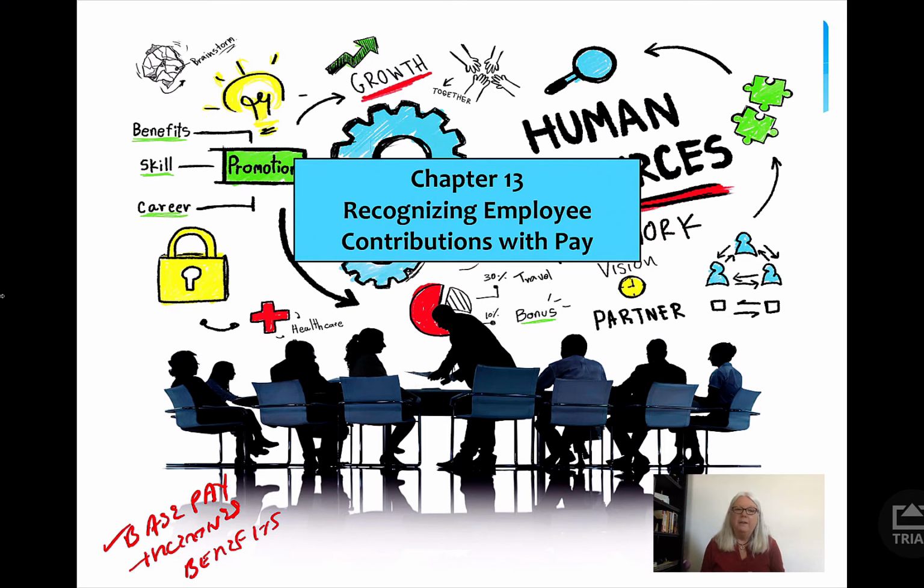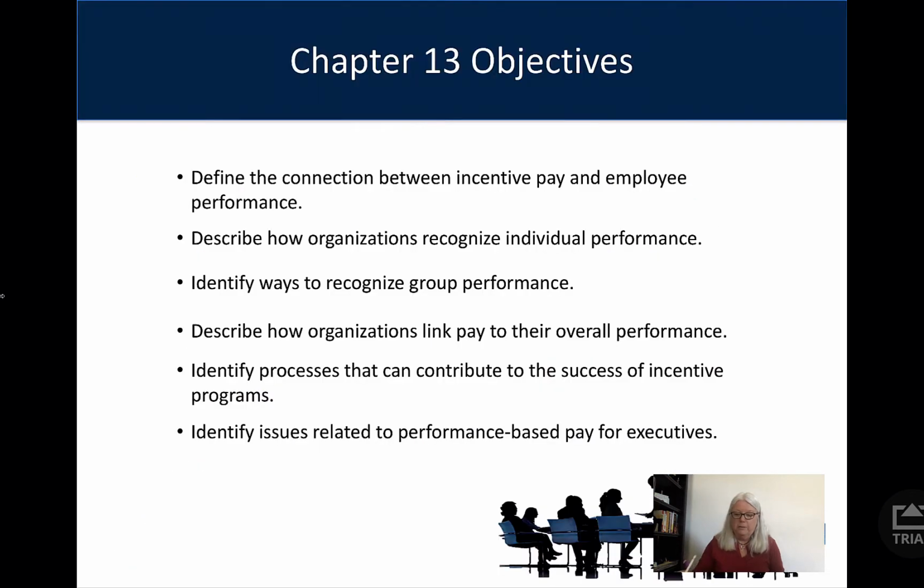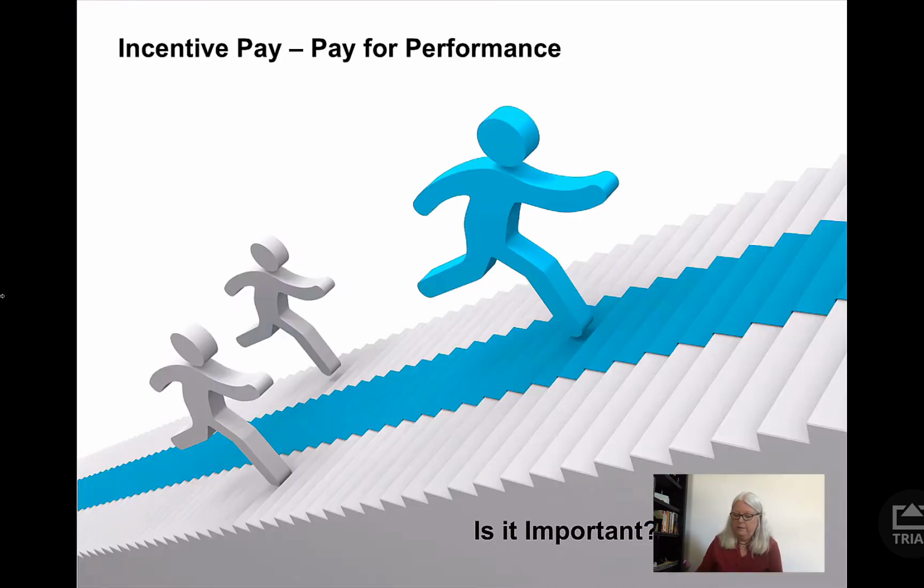In HR and as employers, we need to find ways to motivate employees. So this chapter talks about how we can do that by using compensation. So we're going to talk about the connection between incentive pay and employee performance. How do organizations recognize individual performance and group performance and linking pay to performance? We're going to talk about different incentive programs for employees.